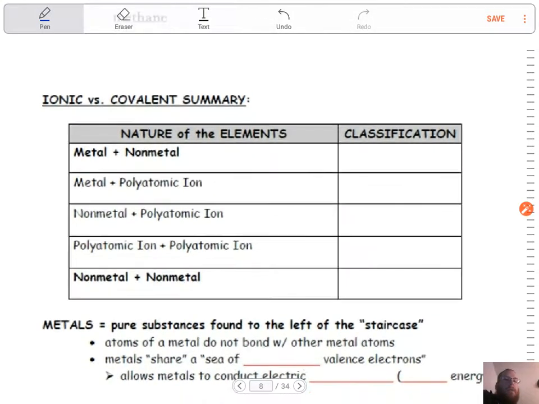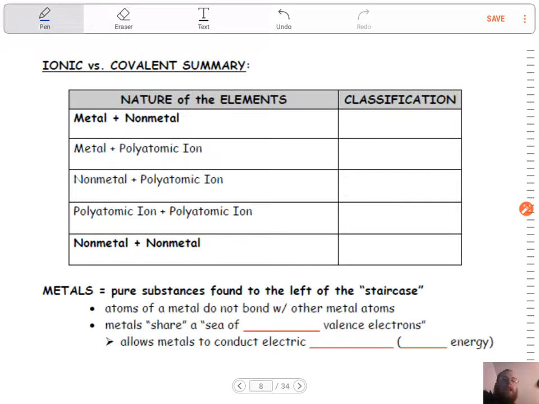So if we go through and look at this table, just very briefly, if I see a metal with a nonmetal, the classic, that's why it's in bold, I would star these two. They're going to be the most common ones you're going to see. Metal and nonmetal is ionic. Metal with a polyatomic ion is also ionic. A nonmetal with a polyatomic ion, ionic. Ion and ion is obviously going to be ionic, and then a nonmetal and a nonmetal is going to be your covalent one. So again, the top and the bottom are going to be the most common things you're going to see, but just be on the lookout for those polyatomic ions.